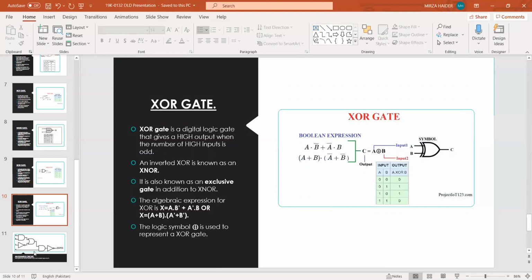So if we look towards the image, we can see the basic representation of an XOR gate and its truth table. In the truth table, we can see that it can only give a high output when the number of high inputs is odd. Otherwise, the output will always be low.